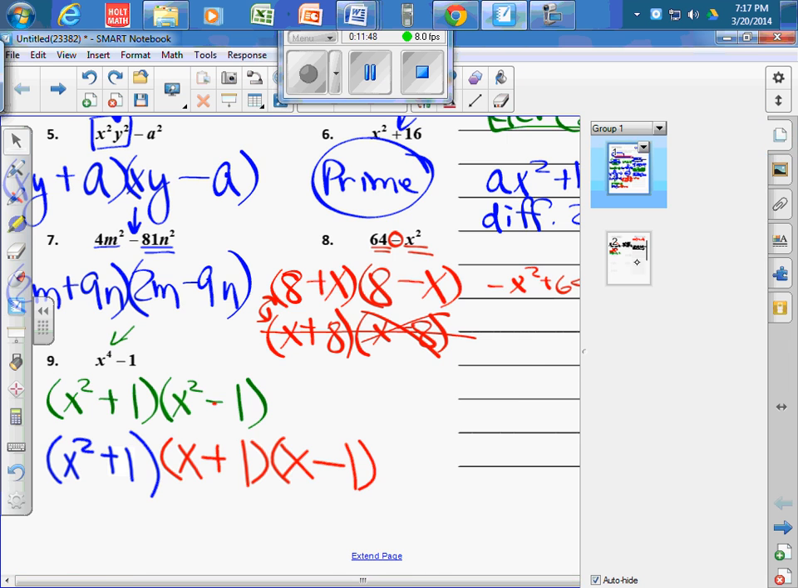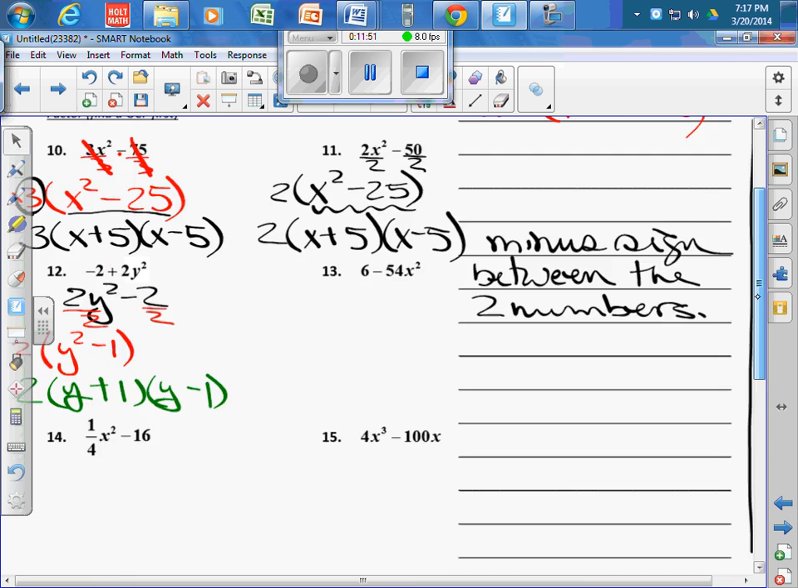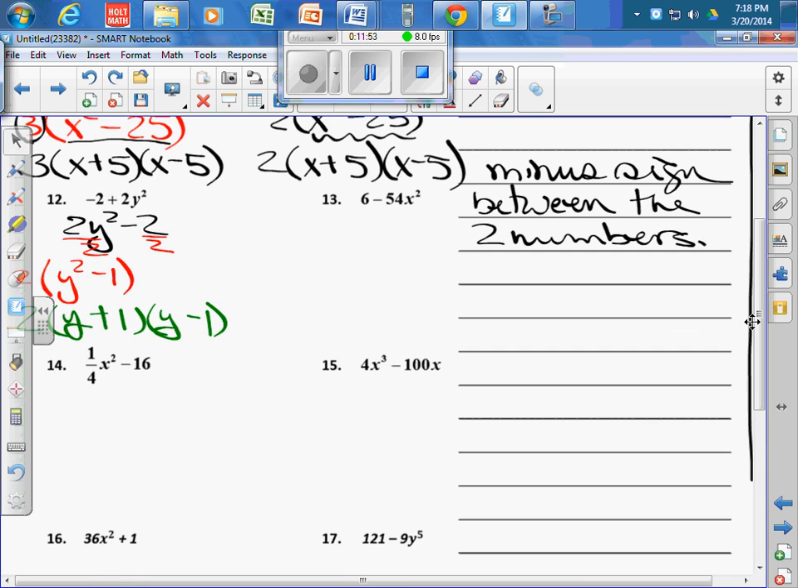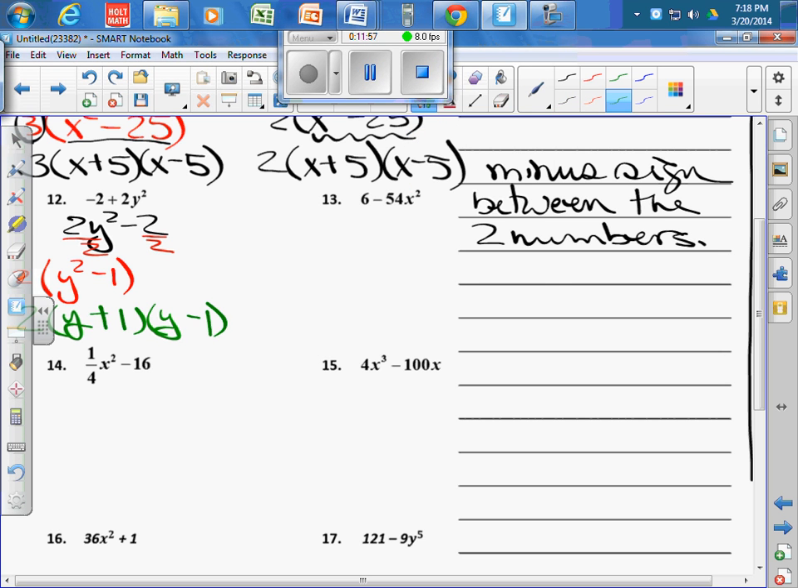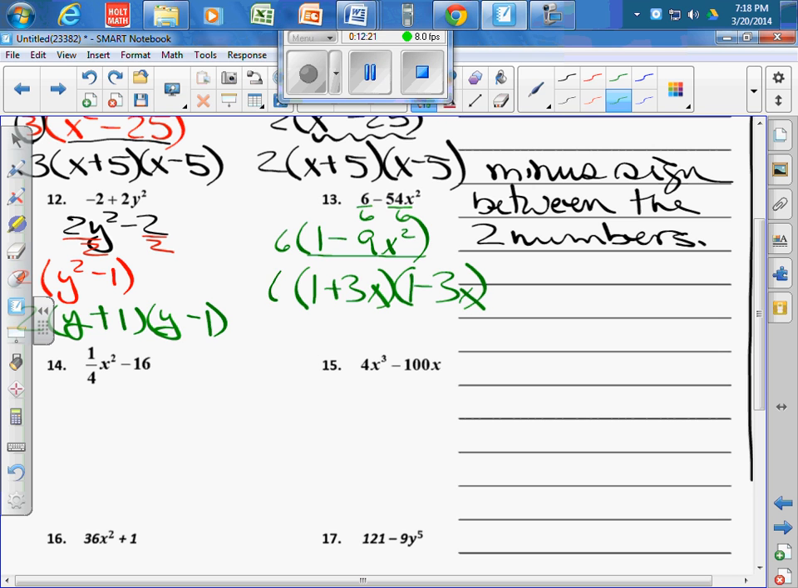Let's go back to page 2. Here we go. Now, let's go back to number 13. And again, you're always looking for a GCF. Between 6 and 54, there is a 6 in common. So we're going to have 6 times the quantity, and it's only one set of parentheses here, 1 minus 9x squared. Don't try to do the 2 parentheses right away. Why? Because it's the 1 minus 9x squared that gets broken down into 2 parentheses. 1 plus 3x and 1 minus 3x. Bring down the 6, and now you're done.